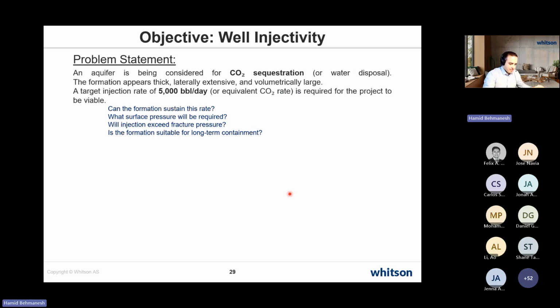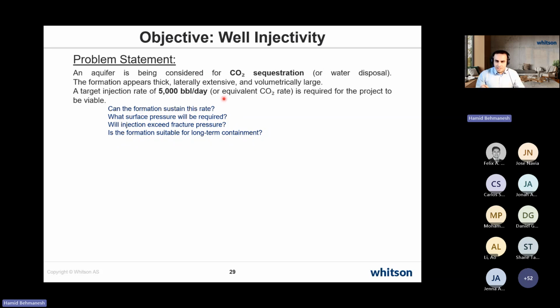Next question. This is a question related to injection follow-up, and an aquifer is being considered for CO2 sequestration or water disposal. Same idea here. The formation is thick, laterally extensive, and volumetrically large. The target formation injection rate is 5,000 barrels per day, right? But here are the concerning questions.